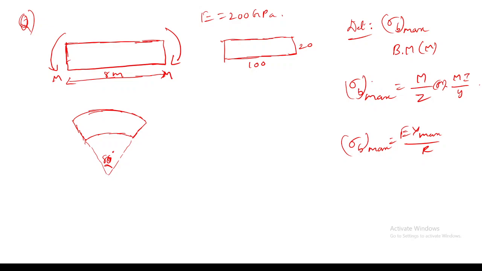If I use this equation, both sigma b max and M are unknown, so I can't use it. If I want to use this equation, then I need to know the value of R, the radius of curvature. As someone pointed out, first we have to find out the radius of curvature. Is it clear what I said? Yes, sir. So can you find out the radius of curvature? How to find the radius of curvature then?